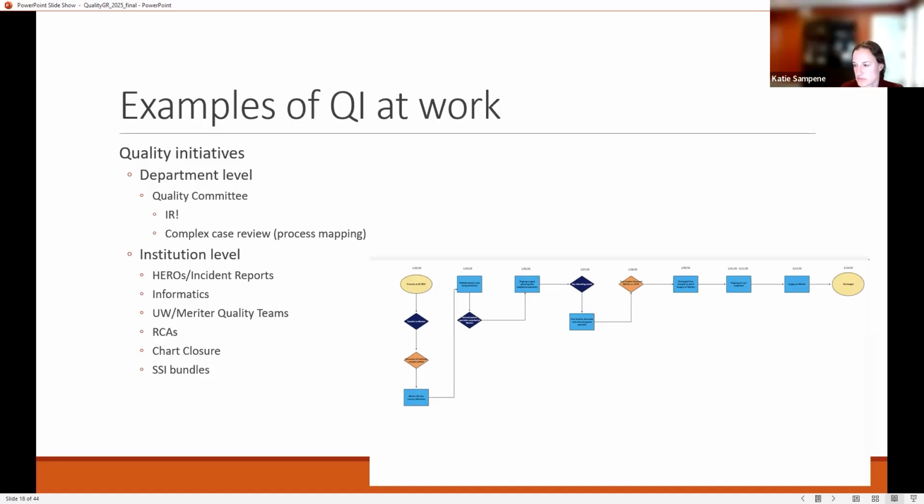And SSI bundles. I imagine we've all heard of those. So surgical site infection bundles have been around for a very long time now. They are evolving. We'll talk a little bit more about that in a minute. But they are an example of QI work, identifying an issue, creating a solution and implementing it. And then oftentimes looking back to see if it worked and publishing it.